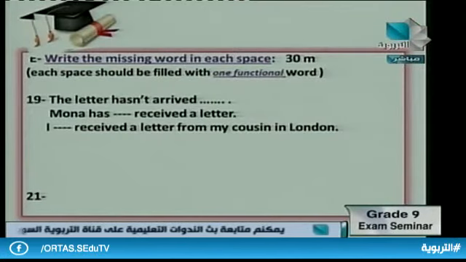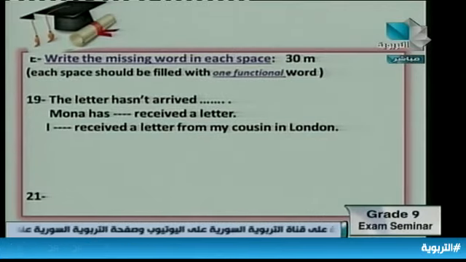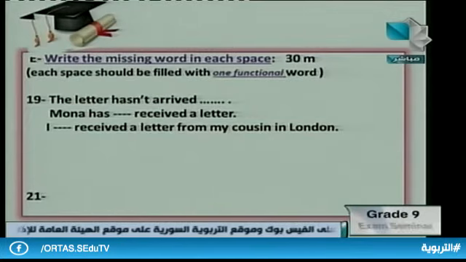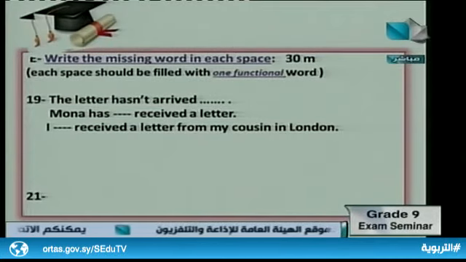If we also have a similar sentence, but here we have a different space. Let's read it: I received a letter from my cousin in London. Because the verb received is verb 3, we have to use have or has, and we choose have because the pronoun is I.